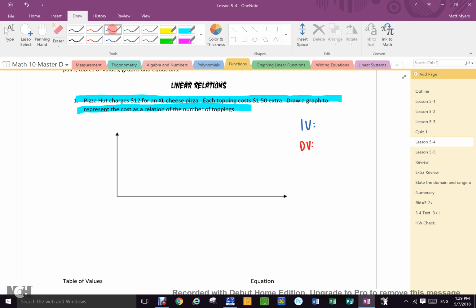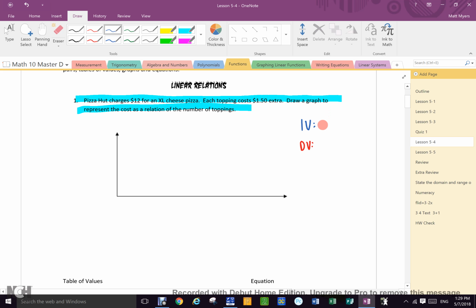All right. If you don't have it done, you should have it started at least. What are the two variables? Don't tell me which is which, just tell me the two variables. Variables are things that can change. What are they? Cost and? Number of toppings. Excellent. Which one is independent?